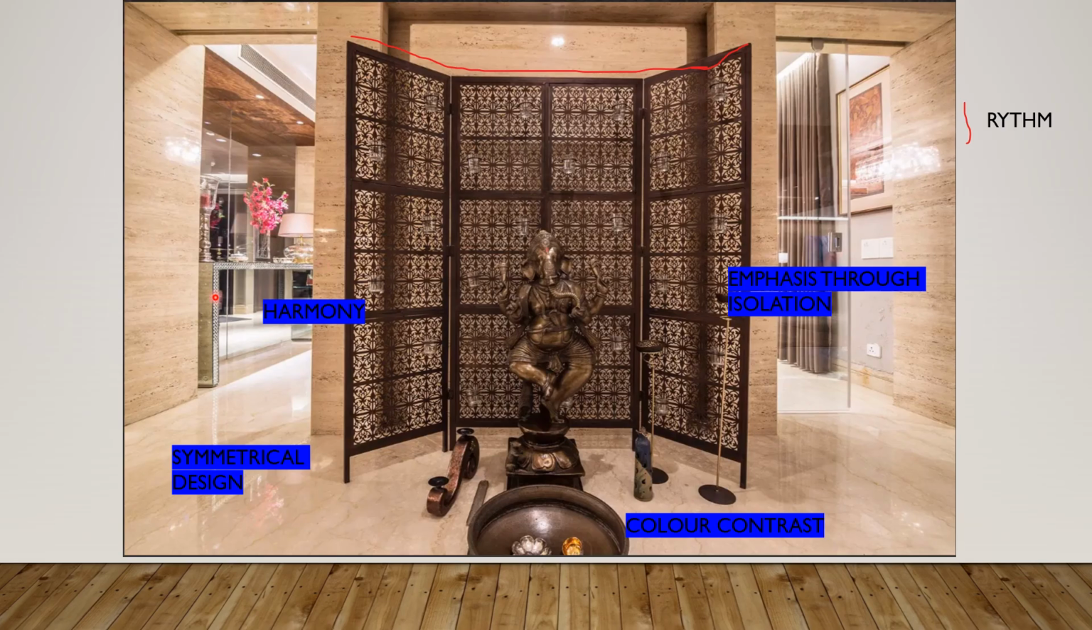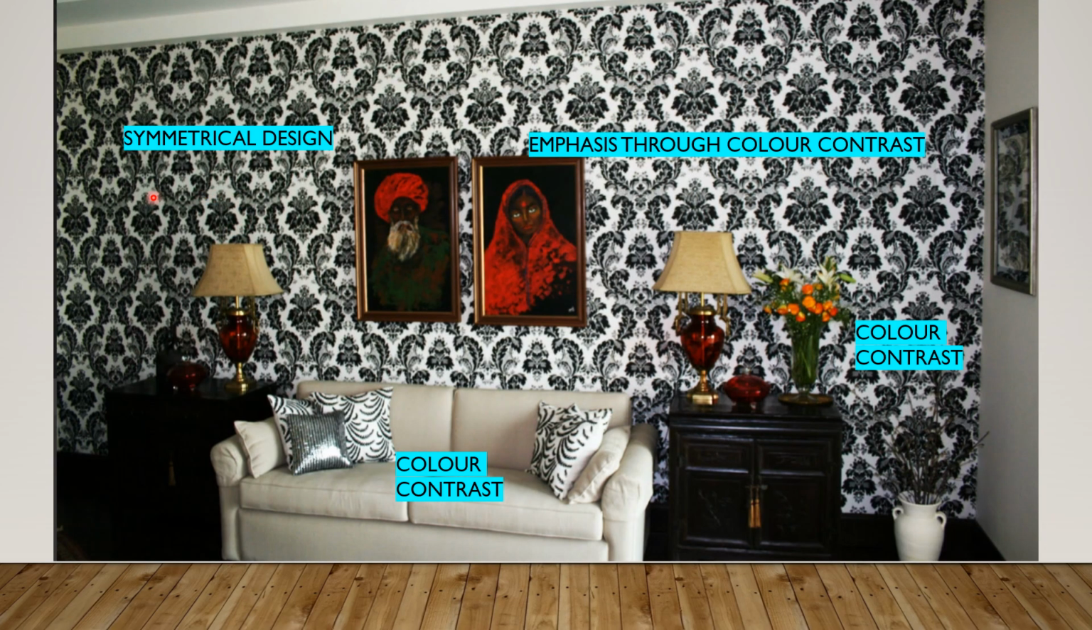This space is a perfect example of symmetrically balanced design. Also, it's highlighting harmony. This is emphasis through isolation, as the whole scene is from an isolated one. The brown contrast color is creating a contrast here. Even this scene is a symmetrically balanced design.